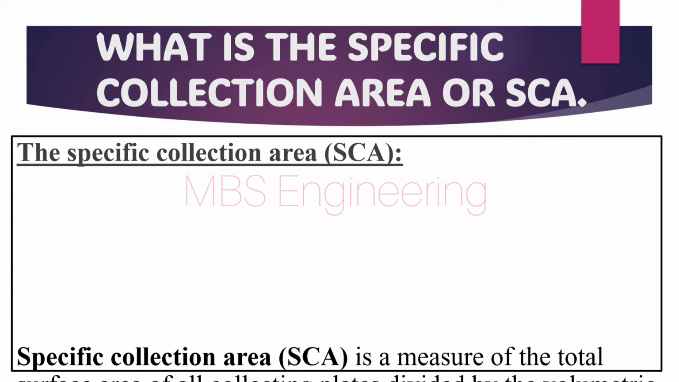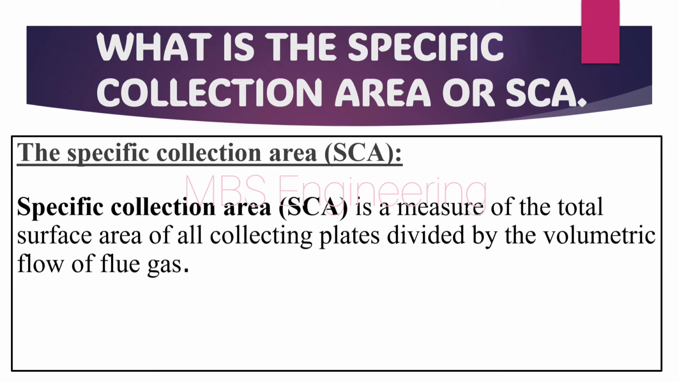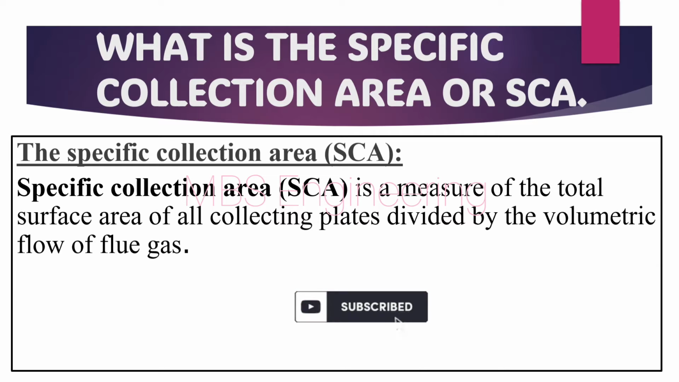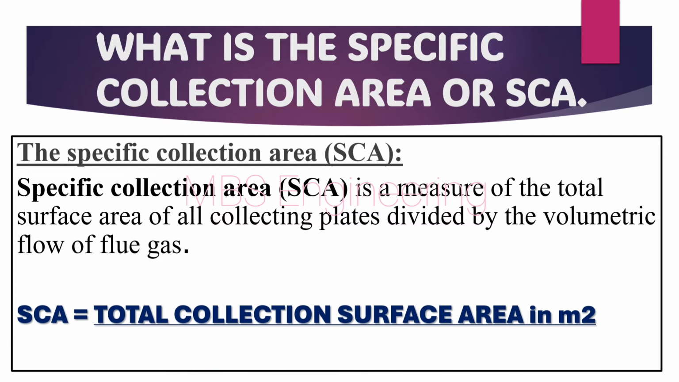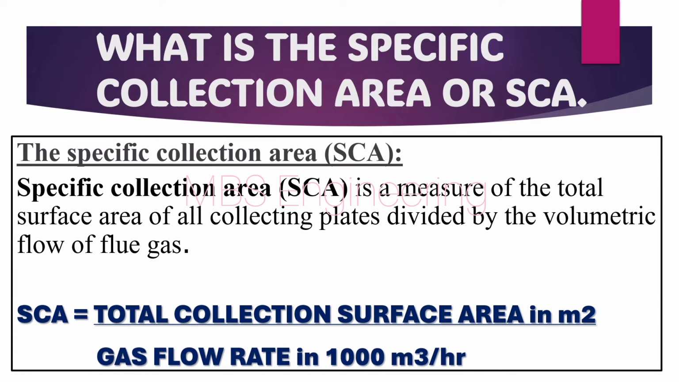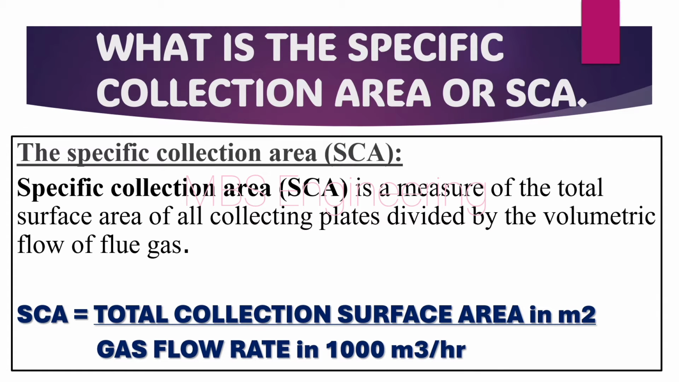The specific collection area, SCA, is a measure of the total surface area of all collecting plates divided by the volumetric flow of flue gas. The formula for the specific collection area is SCA equals total collection surface area in meter square divided by gas flow rate in 1000 meter cubic per hour.